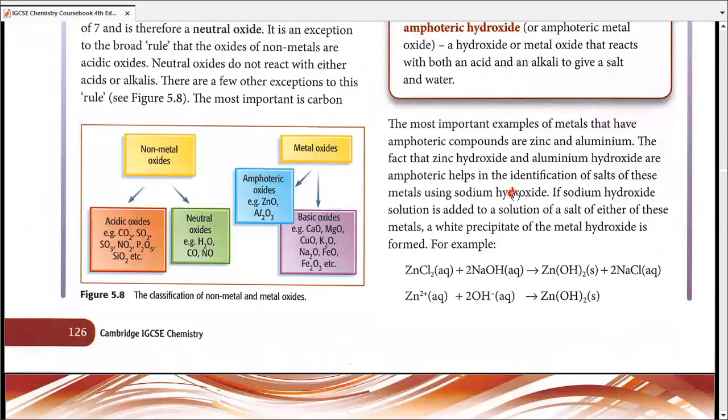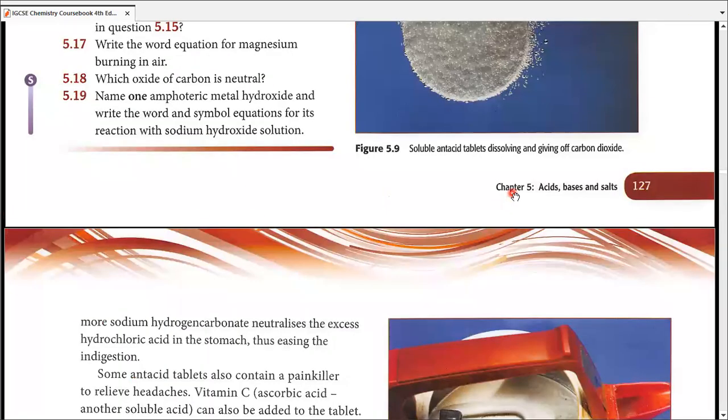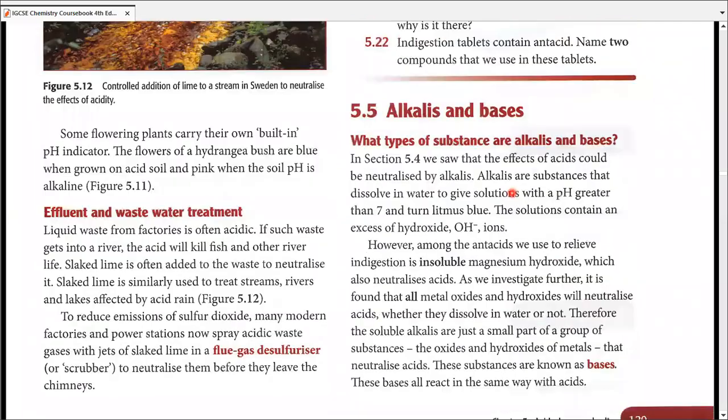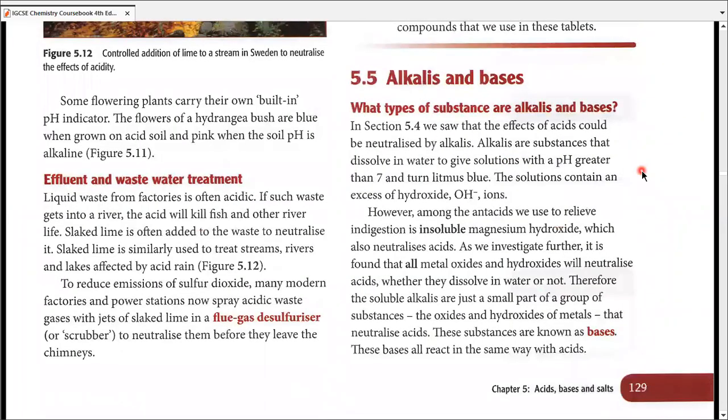We are going to start with 5.5 in the next sitting, which is about alkalis and bases and differentiating between them. Since we have been using both the words, it's about high time that you understand the difference between both. We are hopefully going to do that in the next sitting. Any questions?